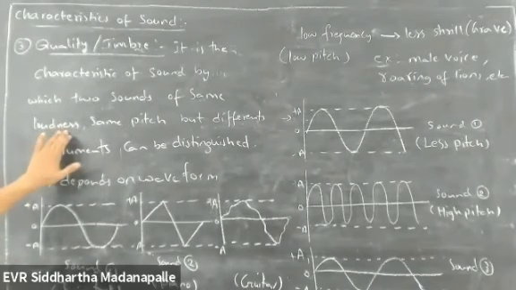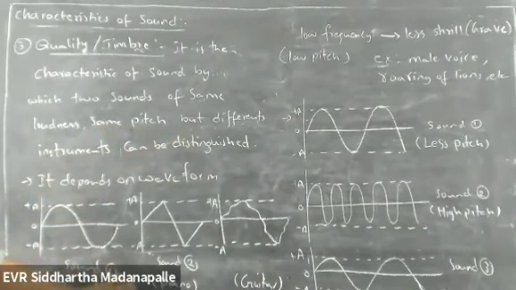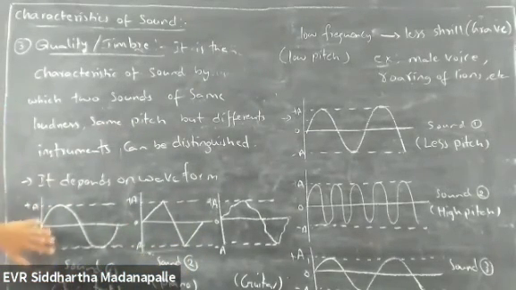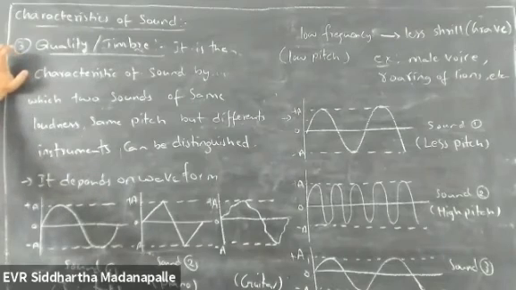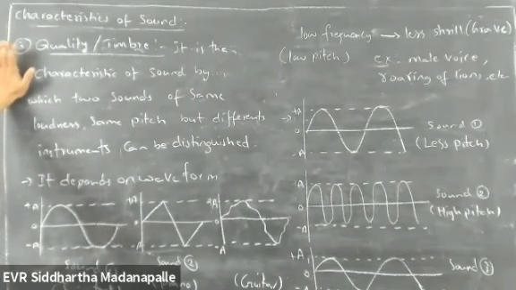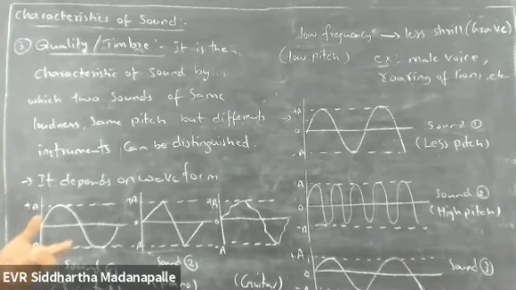Right? Same loudness undi, same pitch undi, kani these are the sounds made by the different instruments. Right? So, different instruments nunchi form ayindani manam ela telusukuntam by using the quality factor. Right? Clear? So, these are the three characteristics of sound. One is loudness, second one is the pitch, and third one is the quality.